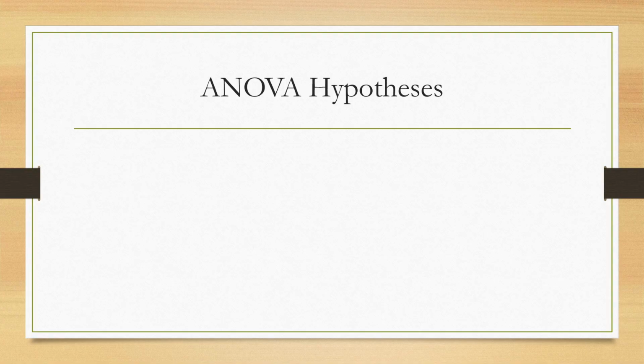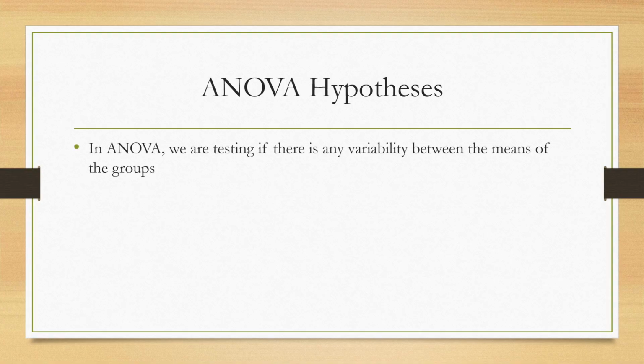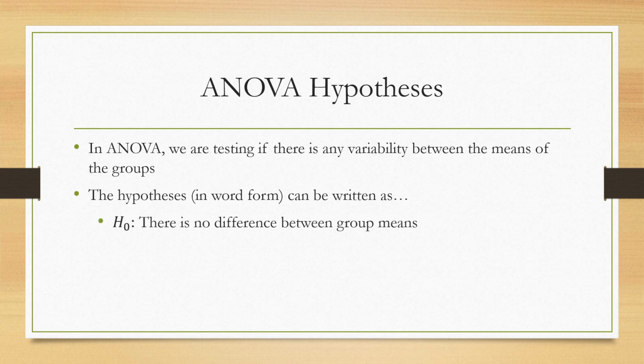So here I am talking about ANOVA hypotheses, but we haven't even talked about what those darn hypotheses are yet. So let's cover that. In ANOVA, again, we're testing if there's any variability between the means of the groups. And again, the logic of ANOVA is if there is variability, then there is a difference between the means of the groups. That's what we're doing. So the hypotheses in word form can be written as: our null hypothesis is that there's no difference between the groups, which would lead to no variability among them. And the alternative hypothesis would be that there is a difference between the group means.